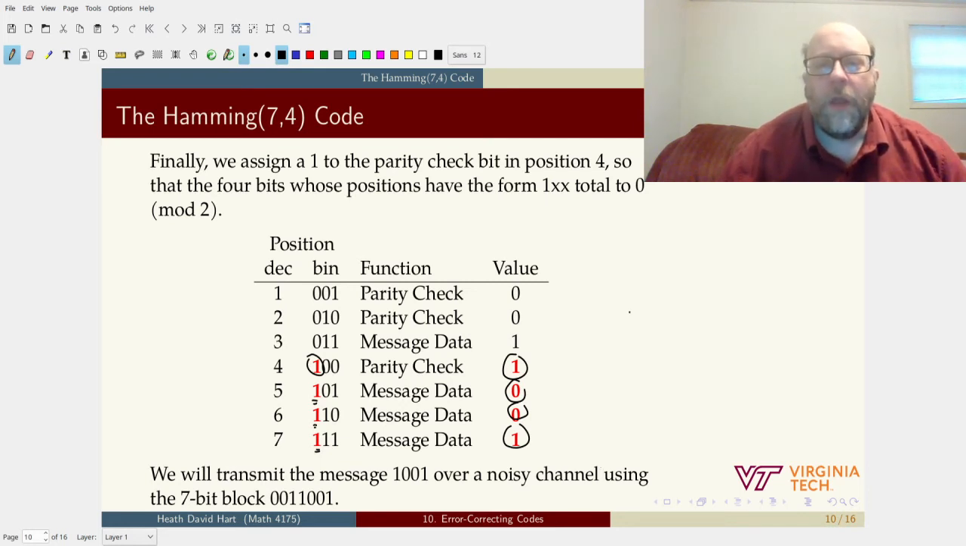And so the message that I wanted to send was 1001, but the block that I'm going to send that has the check bits in it is 00111001. So it's got extra bits of information in there that we can use to correct the data.